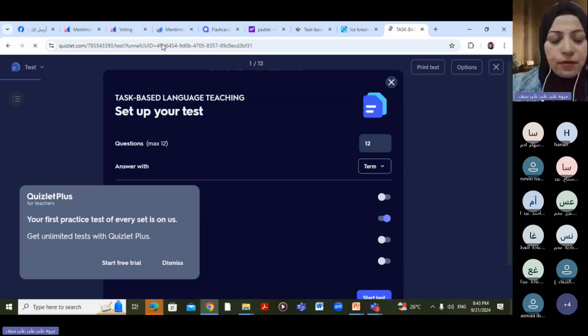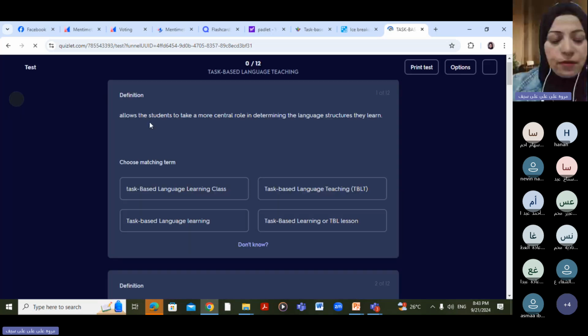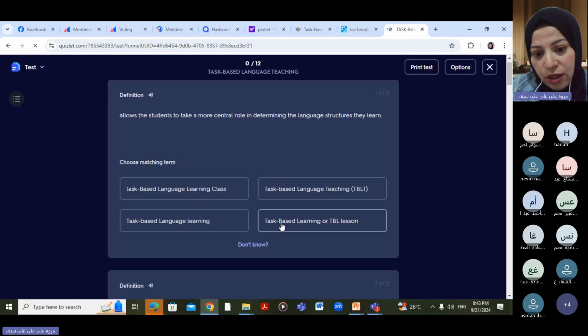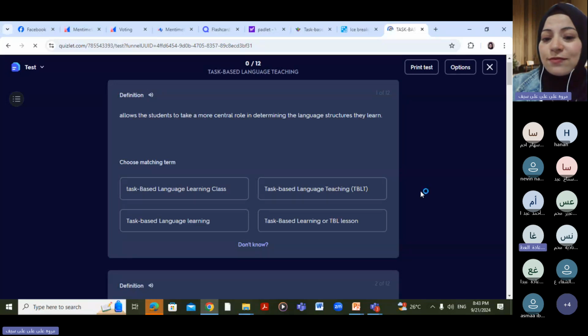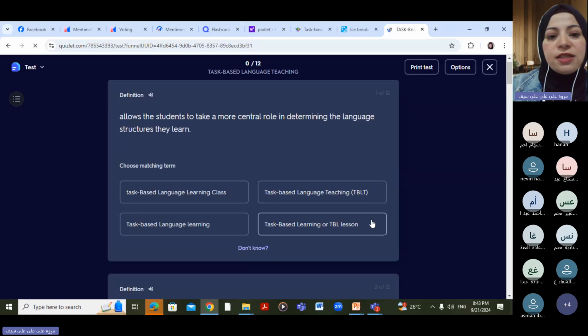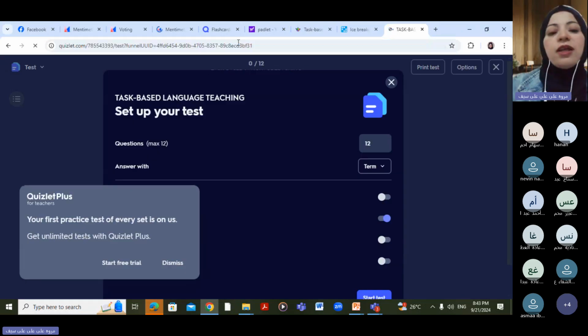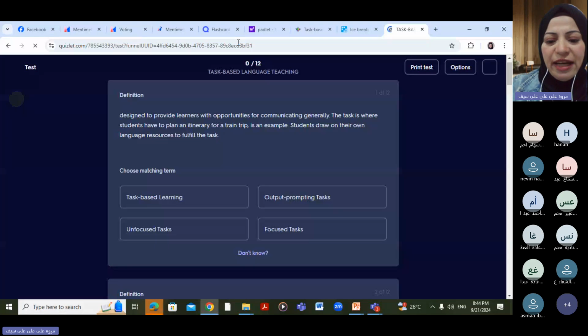Allows the students to take a central role in determining the language structures they learn. They determine the language structures, the language areas. Is it task-based language learning class or task-based language learning in general? Task-based language teaching. They are almost the same. I think it is task-based language learning. I guess that whatever concept you say, they are similar. They are all task-based learning in the first place. But I remember it was, I guess, the lesson itself. The lesson allows the students to do this.